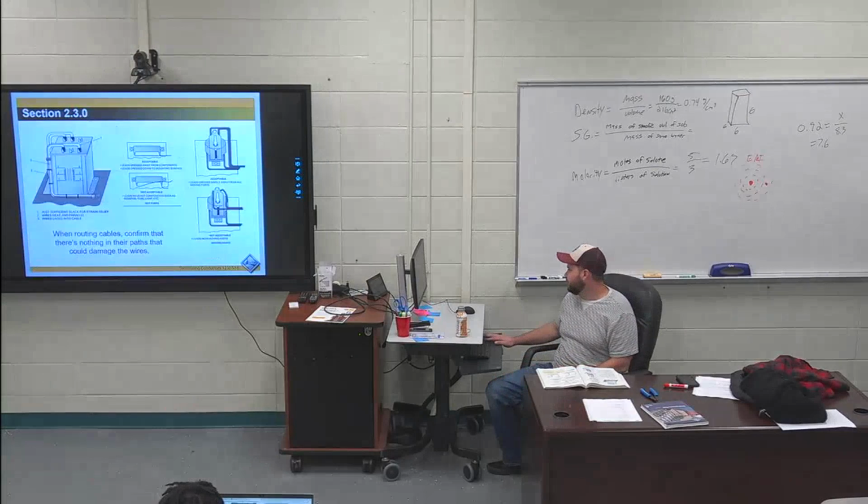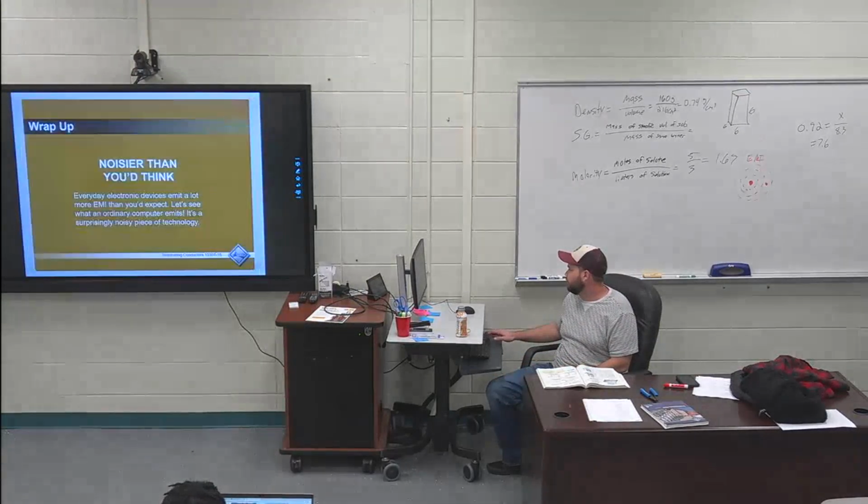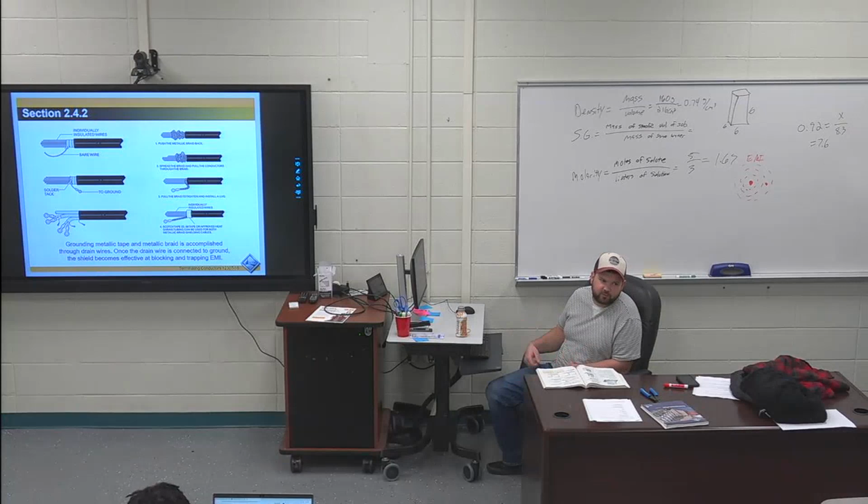So you see those twisted conductors that were on the board. Twisting conductors actually helps eliminate electromagnetic interference. So that's why they have twisted conductors, because it helps eliminate EMI.